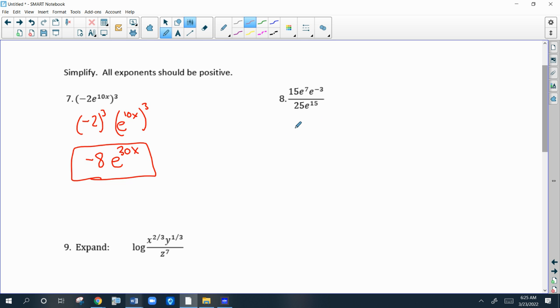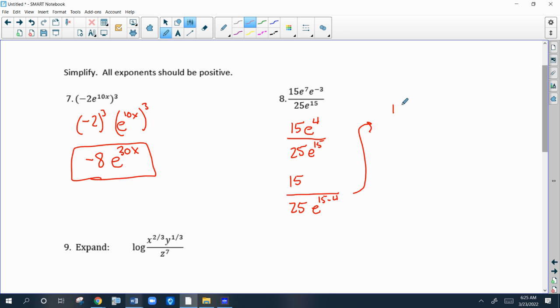So the first thing I'm going to do is when you multiply exponents, the e to the 7, e to the negative 3, you can just add them. So 7 plus the negative 3 is 4. Now when you divide, you subtract exponents. The best way to do this, if you want to make sure it's positive, is take the bigger one minus the smaller one. So I'm taking the 15 and minus the 4 down here. That way I know it's going to be positive.